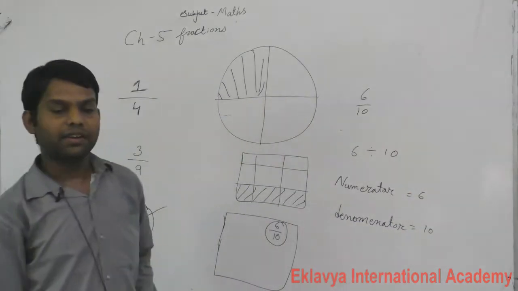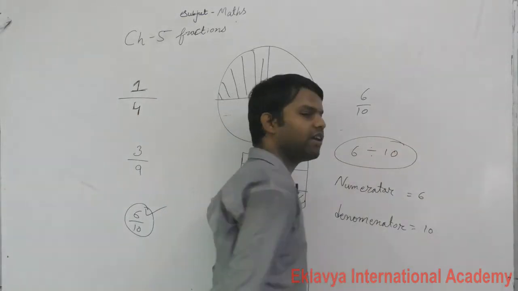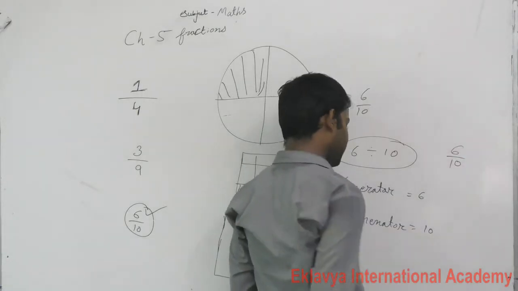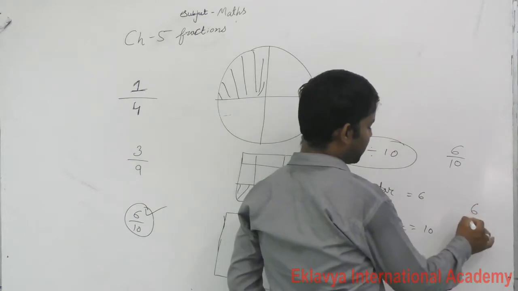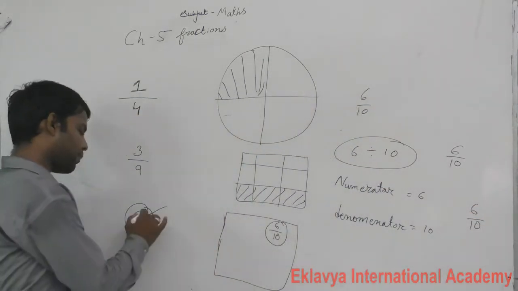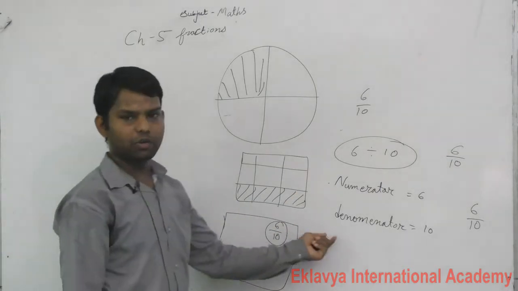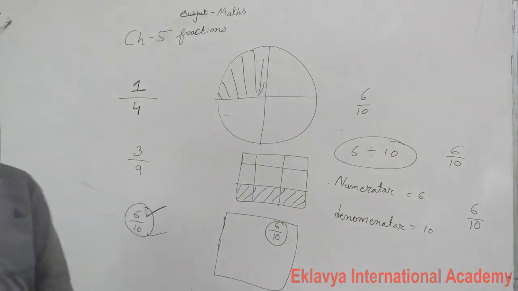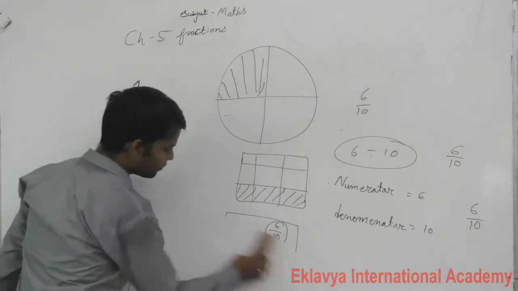So here questions are of different types. Like if the fraction is given as 6 divided by 10, it is also a fraction, we can write it in the form of 6 upon 10. If numerator is 6 and denominator is 10, then we can also write 6 upon 10. Because in the fraction we have 2 parts, the upper part is called numerator and the lower part is called denominator. So in the fraction we always have 2 parts, first part is numerator, second part is denominator.